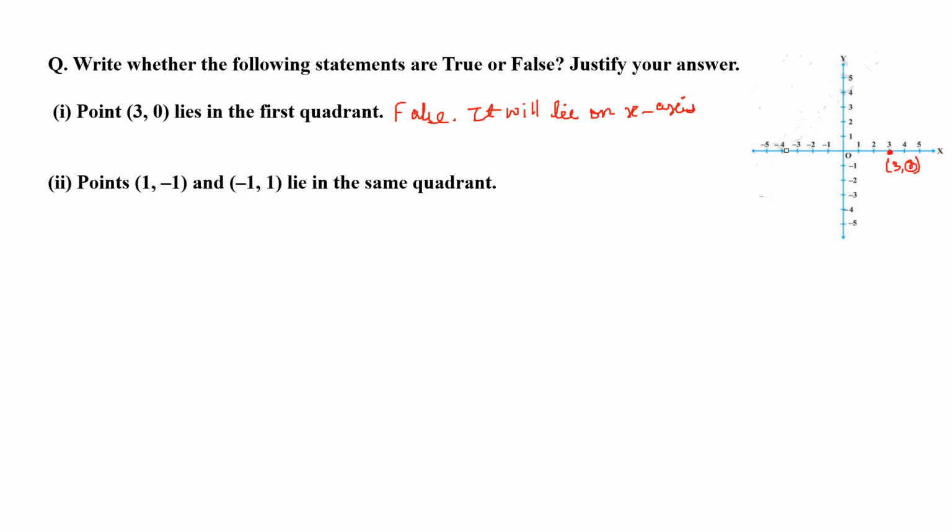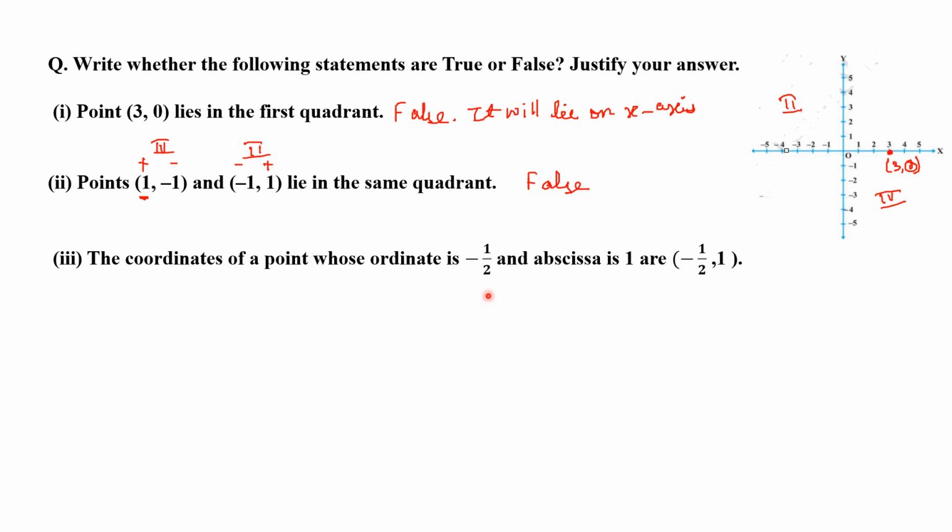Next is points (1, -1) and (-1, 1) lie in the same quadrant. Now see here in the first point, x coordinate is positive, y is negative. So it means x positive, y negative, it is in the fourth quadrant. Now here is x negative, y positive. X negative, y positive is second quadrant. So this point will lie in fourth, this point will lie in second. So they are not in the same quadrant. Answer is false. And justification you will write (1, -1) is in fourth quadrant and (-1, 1) is in the second quadrant.